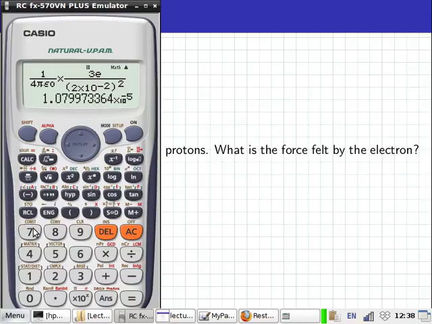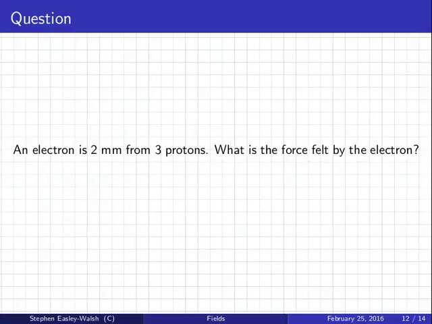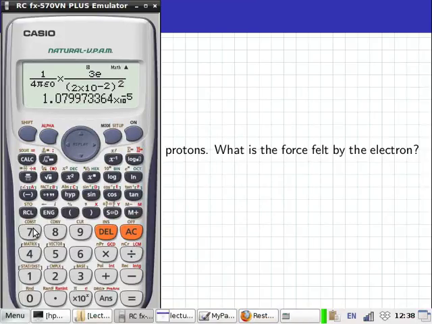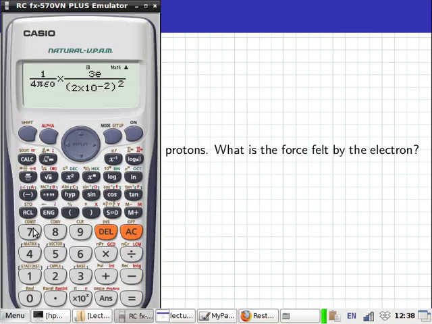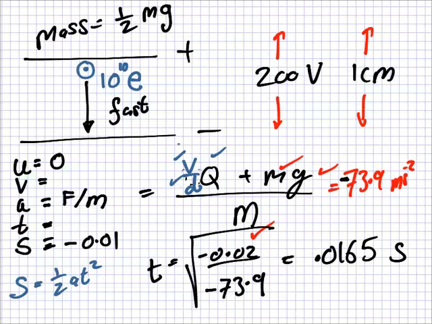Were you right or wrong? I'm wrong. You need another electric charge. Oh, this is just the electric field strength. I'm not finished yet, I'm being too impatient. So F equals QE. I've just worked out the Q.